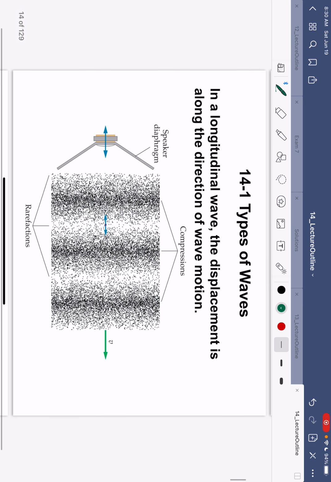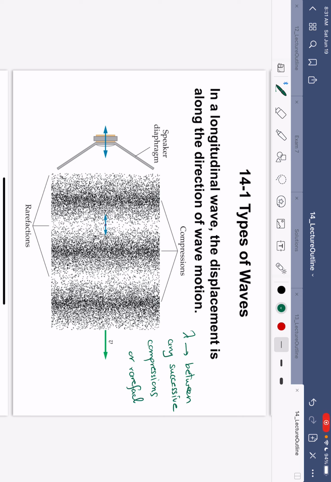Here we are also talking about compressions and rarefactions in the other type, which is the longitudinal wave. We can also have lambda between any successive compressions or rarefactions.